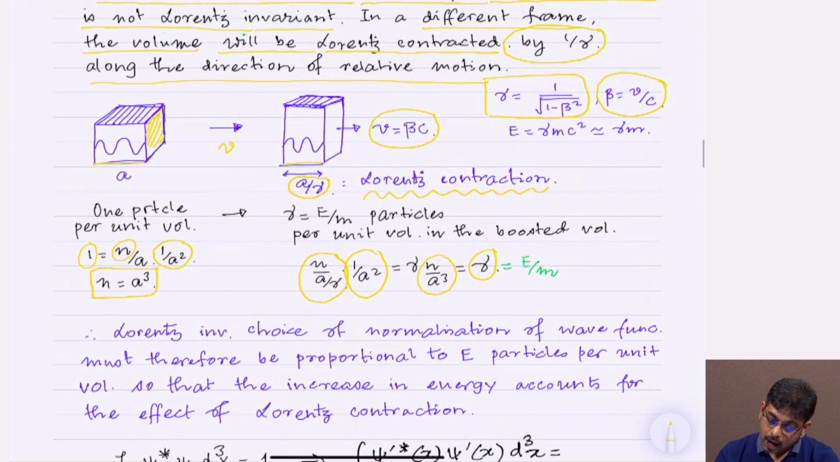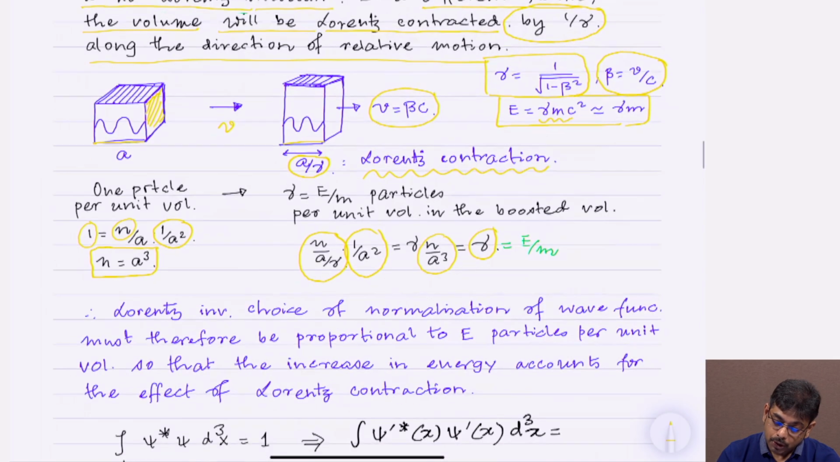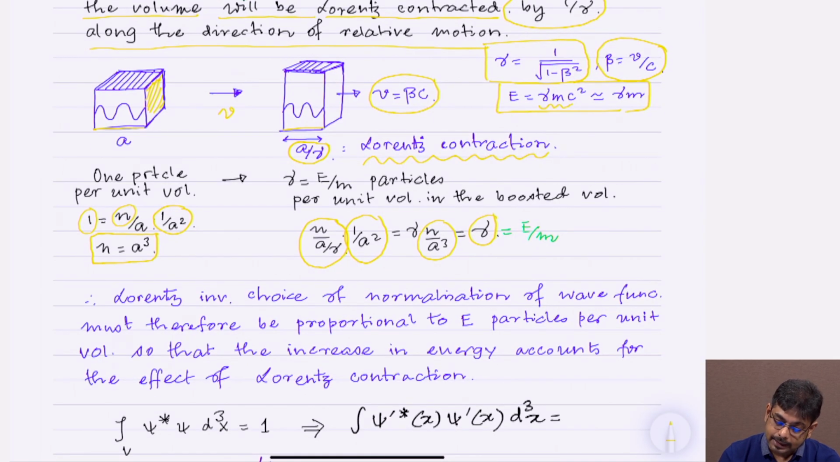Now, you also recall that E is equal to mc square, but that m is the rest mass. But now, if you want to convert it to the relativistic mass, then it becomes gamma m into c square. So, E is equal to gamma m into c square, or in units of c equal to 1, you can say that E is equal to gamma into m. So, what you are trying to say is that this gamma, which is E by m, is the number of particles per unit volume in the boosted frame or boosted volume, that actually appears.